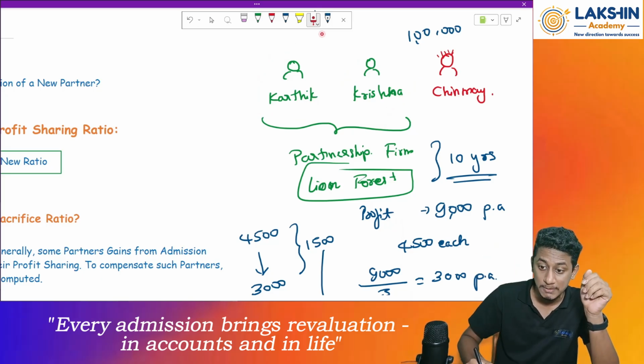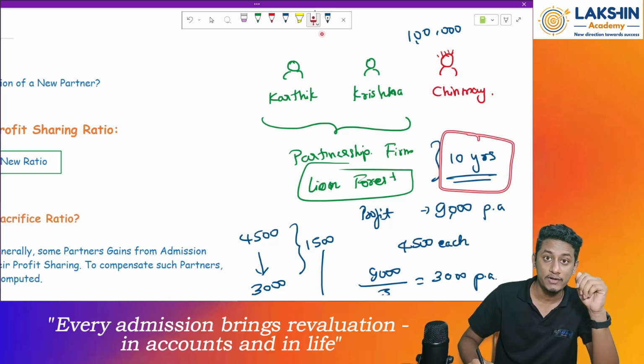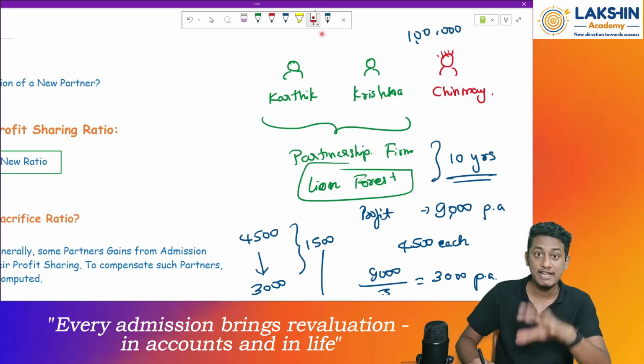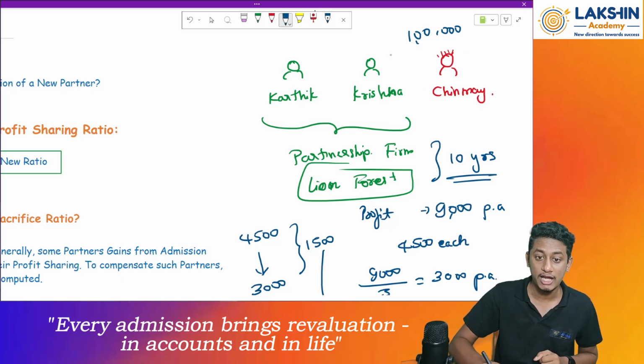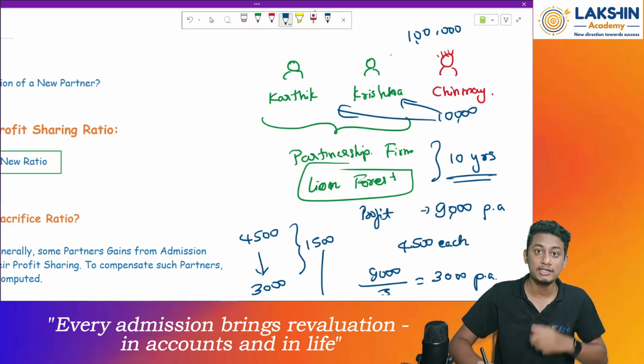So Krishna and Karthik will say, we will divide it among ourselves. Why? Because these people were working for the firm for 10 years, so they will be entitled to the goodwill. Who will bring in goodwill? Chinmay. Chinmay will say, okay, I will bring in an extra 10,000 rupees as goodwill. This will be divided between Krishna and Karthik in their ratio.